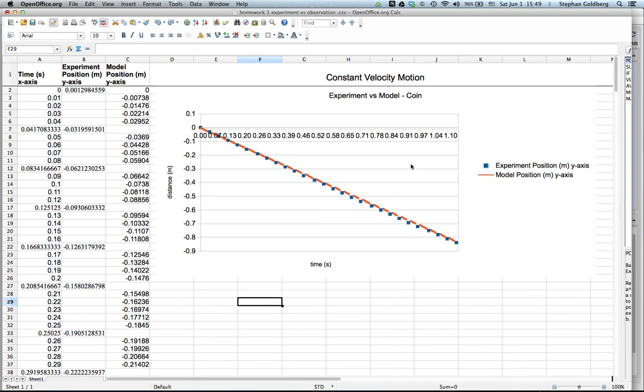So we need to refine this model to get a more accurate prediction.